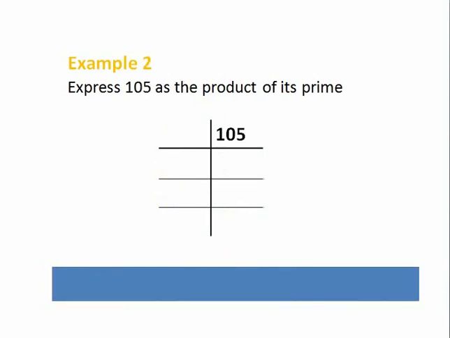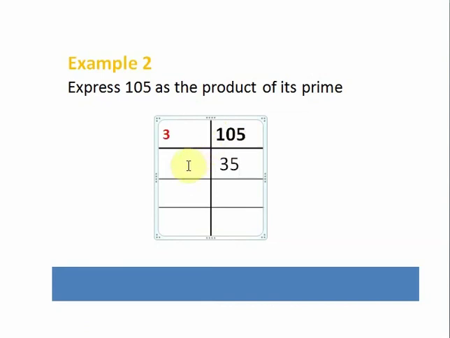The next example, we are asked to express 105 as the product of its primes. If you try 2, 2 in 10 is 5. 2 in 5 is 2, remainder 1, so 2 can't go. So what number can go? 3, yes, 3. 3 in 10 gives us 3, remainder 1. And 3 in 15, that's 5.